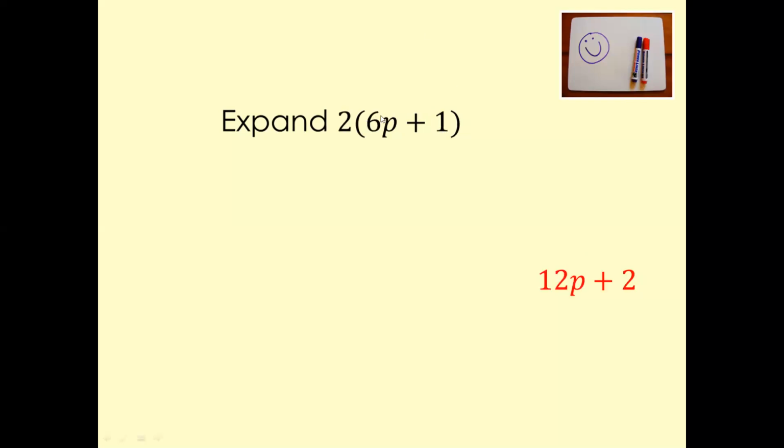This example, 2 times 6p. So 2 times 6 is 12, and p is there, so that's 12p. Add 2 times 1, which is 2. So the answer for this question is going to be 12p plus 2.